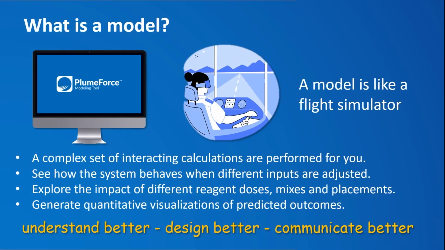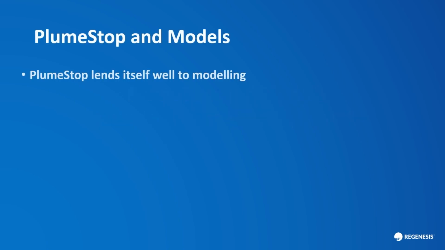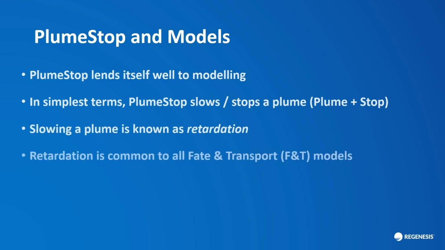Overall, therefore, this helps us with the 3 principles of understanding better, designing better, and communicating better. So PlumeStop and models, how do we use them together? PlumeStop lends itself very well to modeling. In simple terms, PlumeStop slows or stops a plume, plume and stop. Slowing a plume is known as retardation in the modeling vernacular, and retardation is common to all fate and transport models that may be available for looking at the fate and transport of contaminants in groundwater.